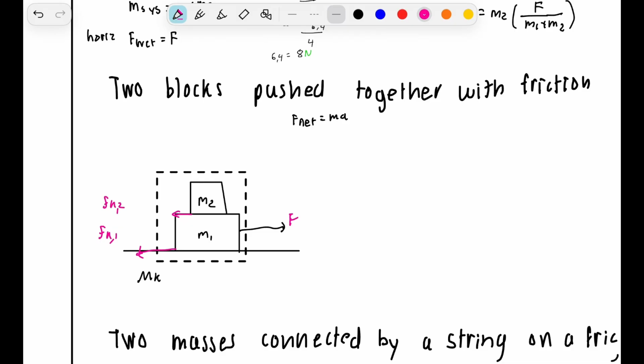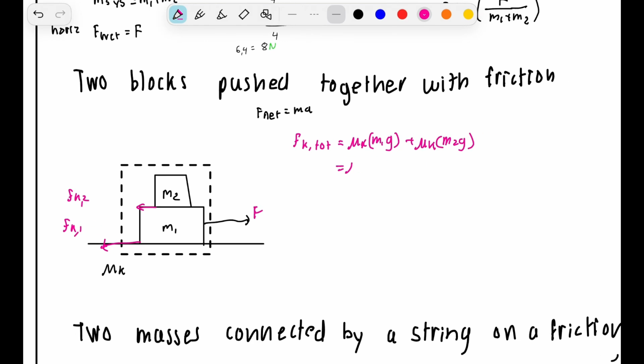Now we have to find the total friction, so you have to find Fk total. That's going to equal mu k m1 g, that's the normal force, plus mu k m2 g. And you can just factor out your mu k times g, giving you (m1 plus m2). Now, if you do Newton's second law, you have F minus mu k times g times (m1 plus m2). That is all going to equal (m1 plus m2) times acceleration.